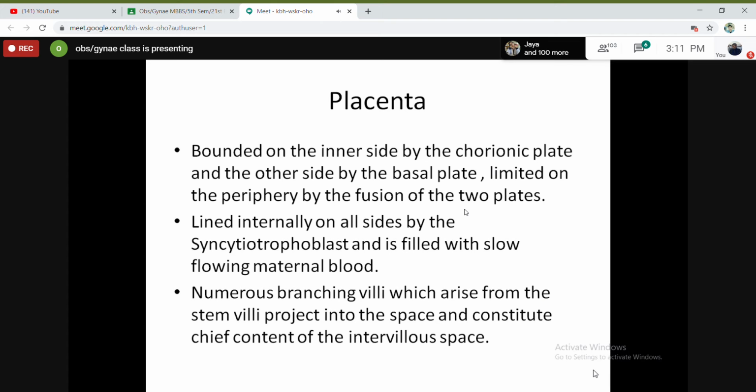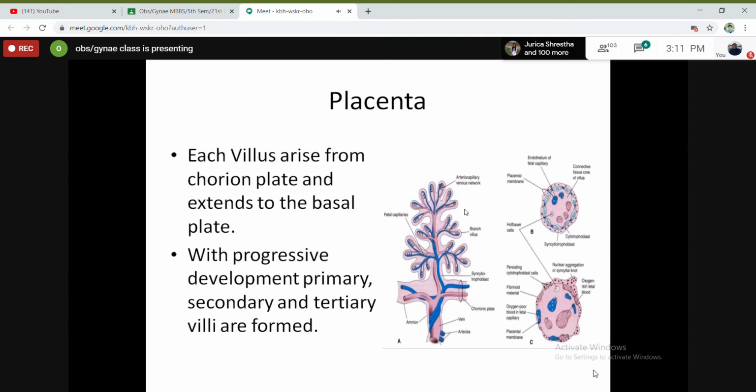And there are numerous branching villi which arise from the stem villi, and they project into this intervillous space and constitute the chief content of the intervillous space. So the picture shows a stem villus along with primary, secondary, and tertiary villi.